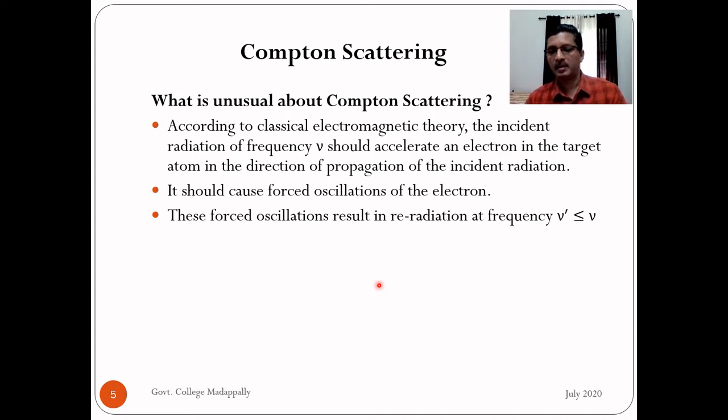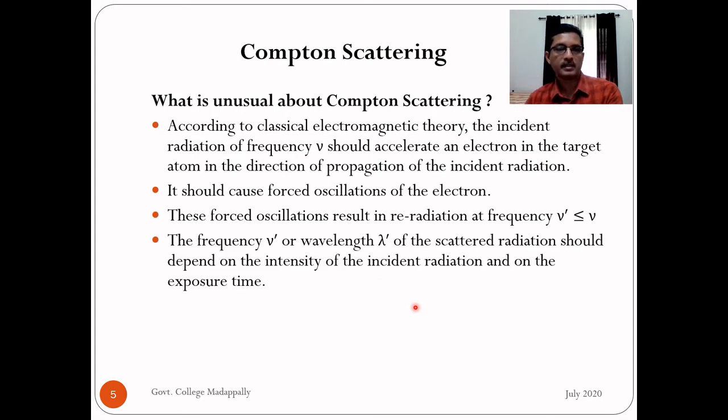This frequency can be equal to or less than the incident frequency. The frequency nu prime or wavelength lambda prime of the scattered radiation should depend on the intensity of the incident radiation and on the exposure time. This is the crucial point.